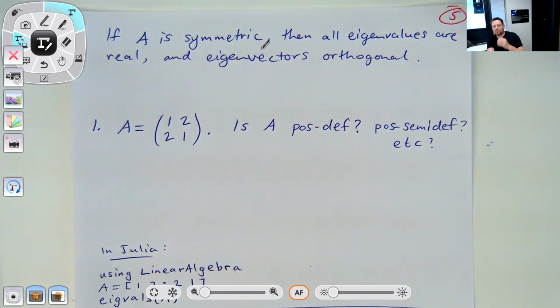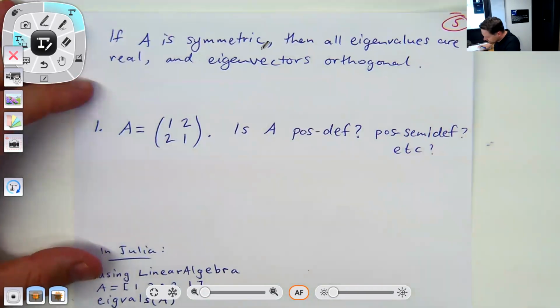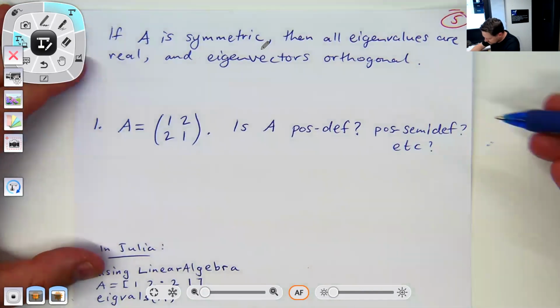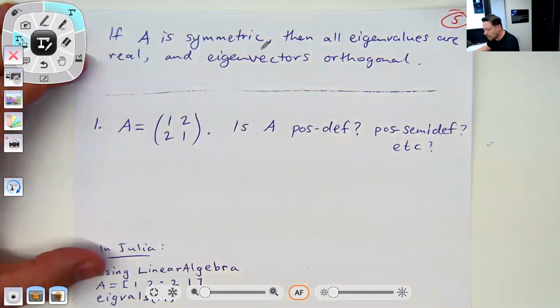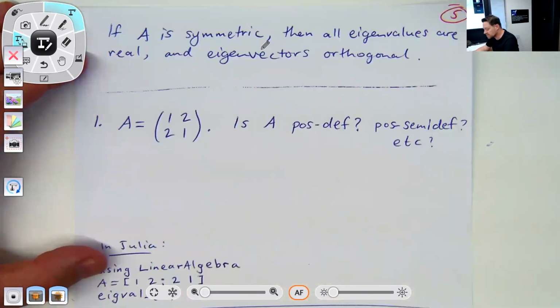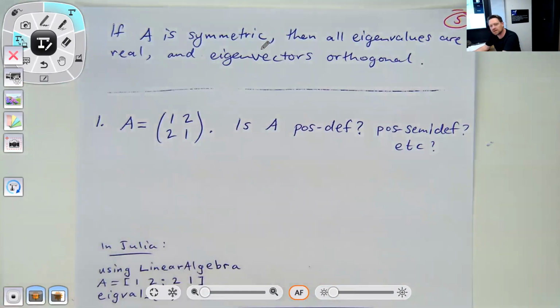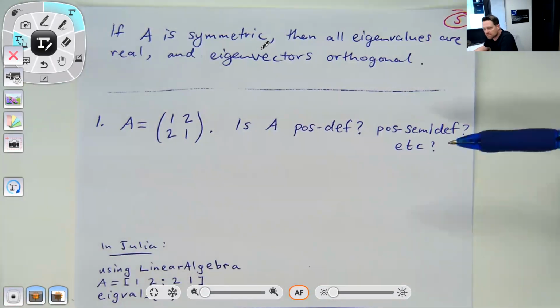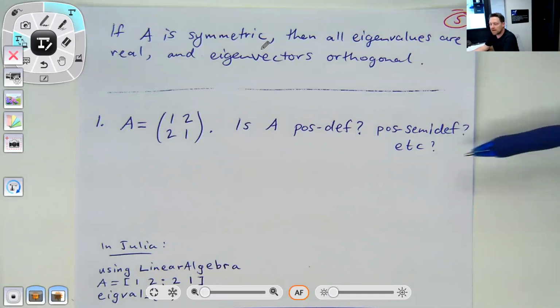Okay, so that's an important fact about symmetric matrices. All right, so let's have a look at this first question. We've got a matrix, it's 2 by 2. We can see that it's symmetric. Is it positive definite? Is it positive semi-definite? Is it negative definite? Is it negative semi-definite? Or is it indefinite? Okay, so we've got several possibilities.